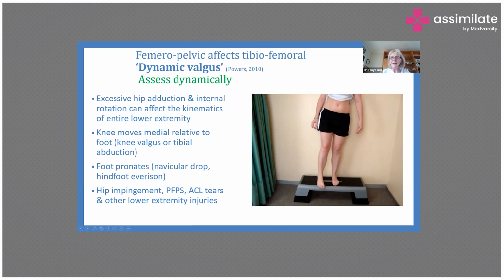So these types of athletes could come to you with hip impingement, patellofemoral pain, an ACL, anterior cruciate ligament tear, recurrent lateral ligament sprains of the ankle, labral tears of the hip, unilateral facet type pain in the back, as I said, SI joint pain. So the number of injuries is large, and ITB pain will also be common in this type of dynamic valgus.